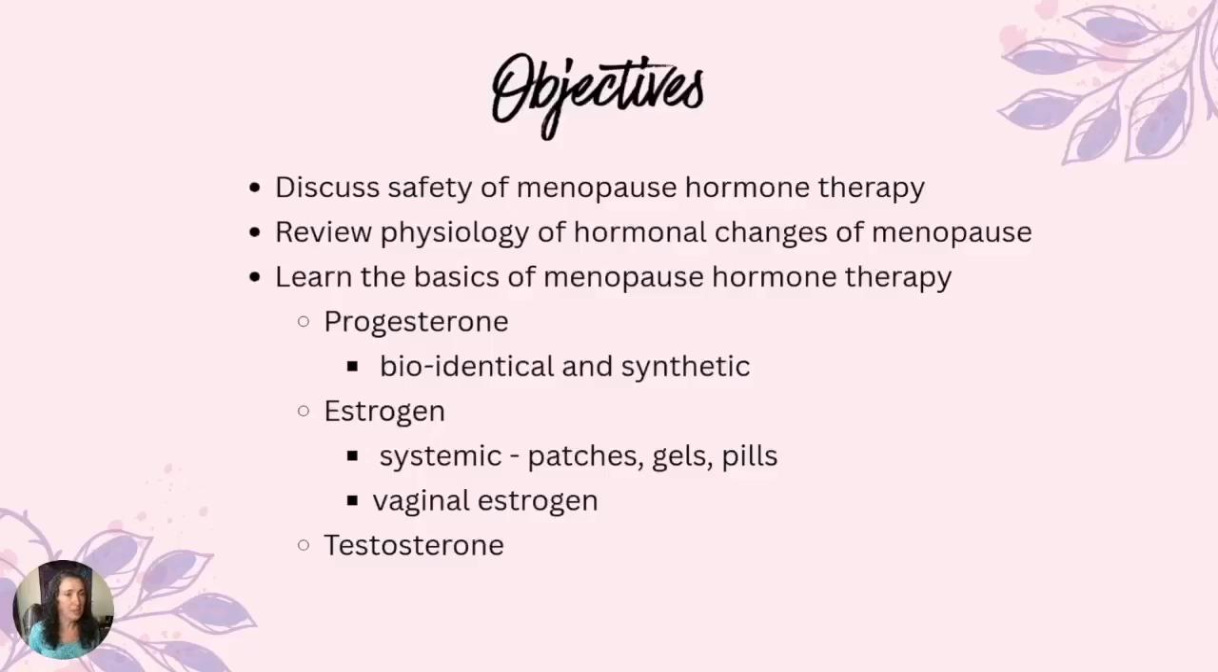So we'll get into it. In terms of objectives, I'm going to briefly discuss the safety of menopause hormone therapy. As I mentioned, I get into this in way more detail in my course Empowered Menopause, so there's a much longer video that goes into that more, but I'll give a brief overview. I'll do a brief review of the physiology of the hormone changes of menopause, just to give us a grounding for what we're going to talk about next. And again, I get into that in more detail in the Empowered Menopause course. Then we're going to talk about the basics of menopause hormone therapy. We're going to talk about progesterone first, then estrogen, and then testosterone.